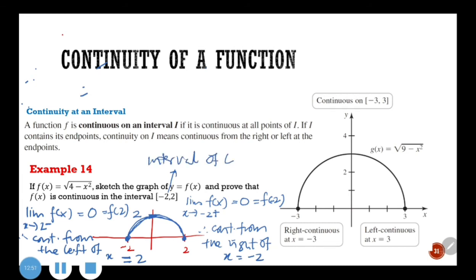Okay, so that's why, having said that, we have interval of continuity is [-2, 2], sebabnya dia continuous from the right of -2 and also from the left of 2.